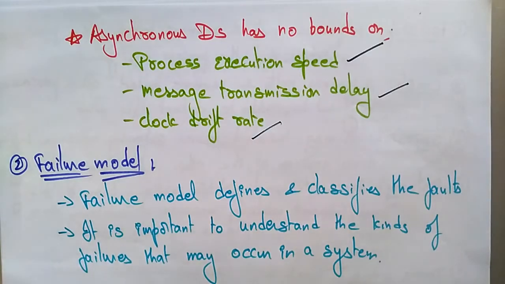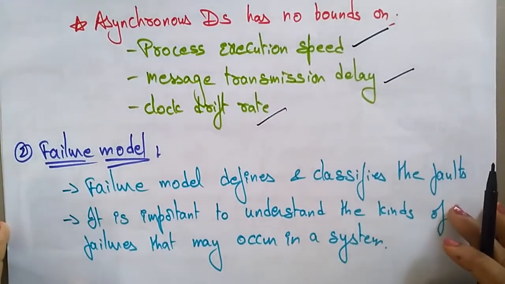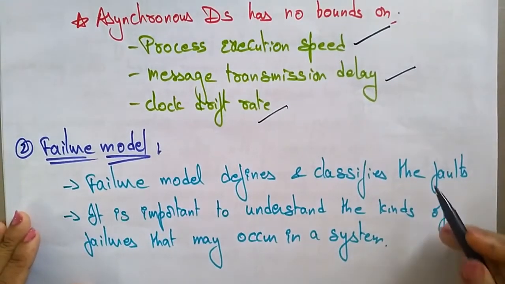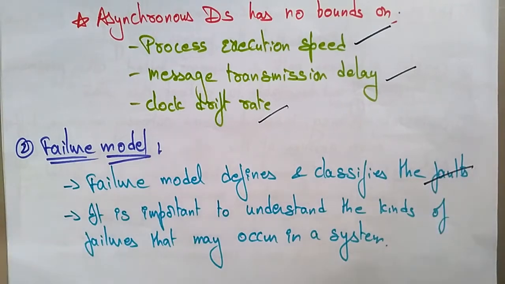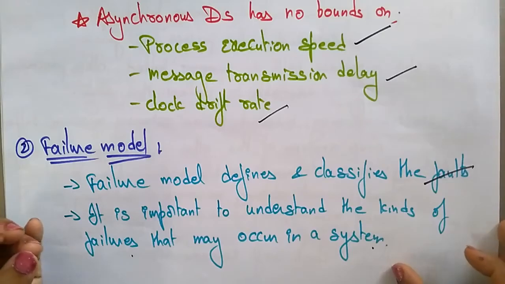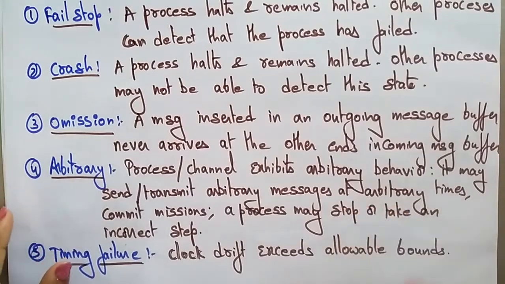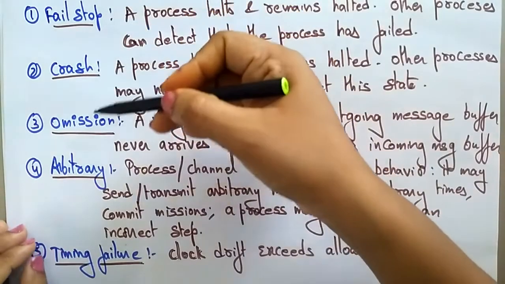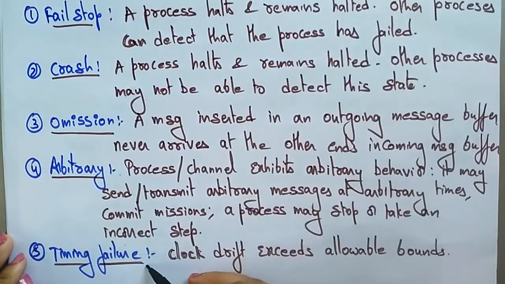And the next fundamental model is the failure model. The failure model defines and classifies the faults. If there are any faults in the system, this failure model is going to define them. It is important to understand the kinds of failures that may occur in a system, so you should be aware of what types of failures occur. This is one of the important concepts in the fundamental model. The different failure models are fail stop, crash, omission, arbitrary, and timing delay.